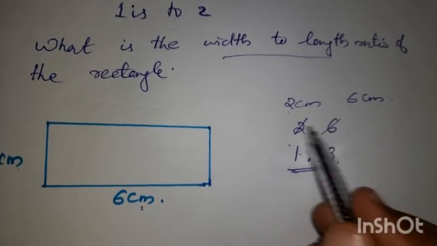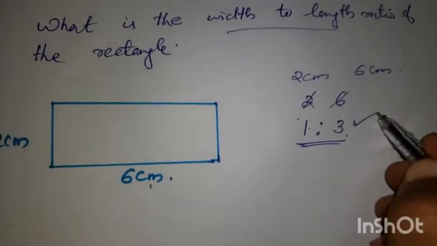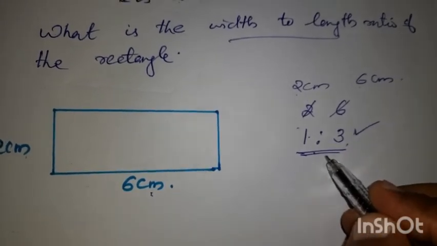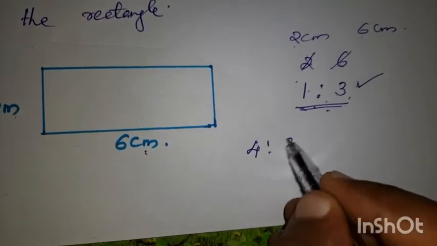So commonly you can divide by the same number. And the ratio we write only in the smallest form. That's why we wrote 1:3. If it is 4:8, how do you write it?